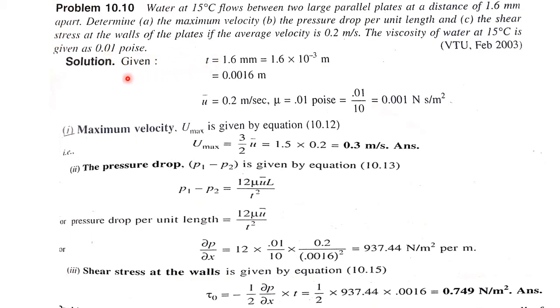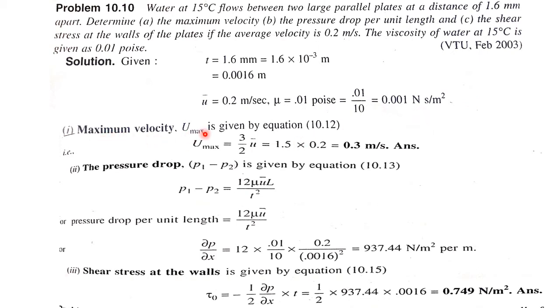So let me write first the given data. The distance between the two plates he has given, that is t, 1.6 mm, and we have converted it into meter here, 1.6 into 10 to the power minus 3 meter. The same he has written in this form. The average velocity also he has given, that is 0.2 meters per second, while the viscosity is given in poise. We know that if the viscosity is given in poise, it should be divided by 10 to get its unit in SI units, that is Newton second per meter square. So we have converted this viscosity into the standard SI unit, Newton second per meter square.